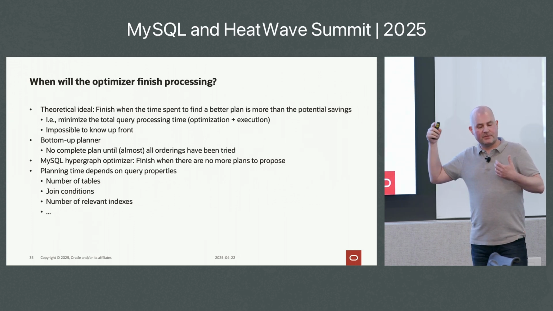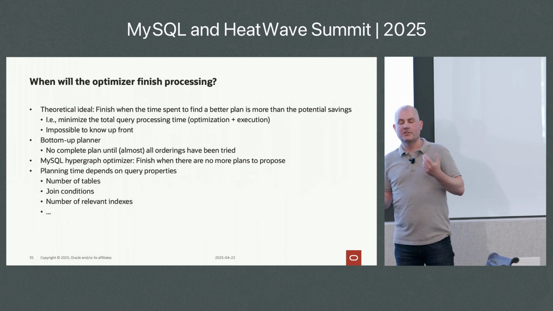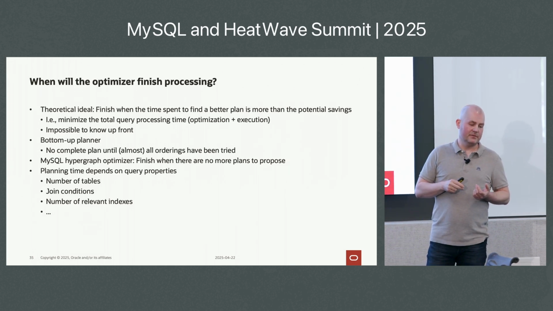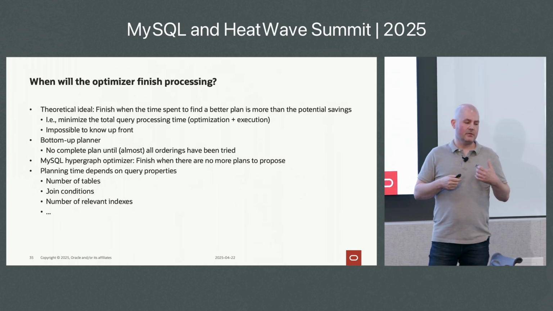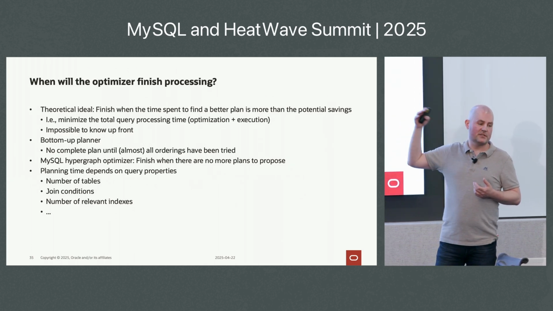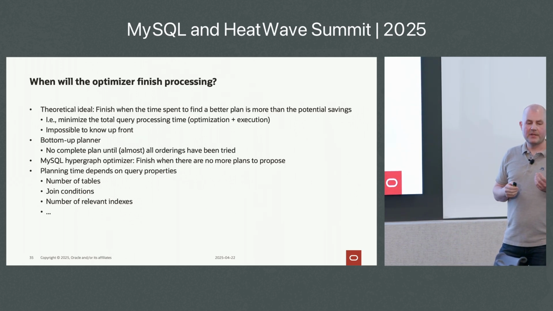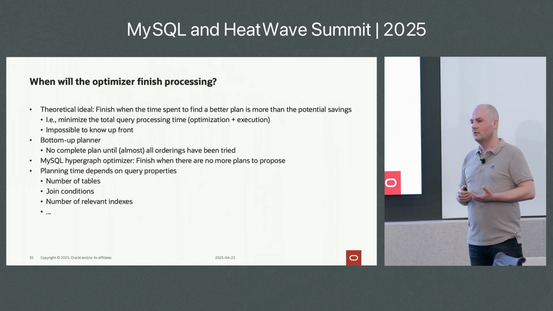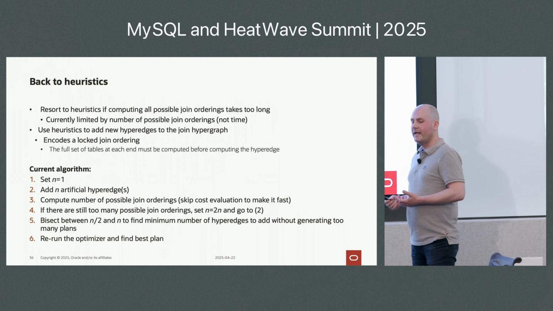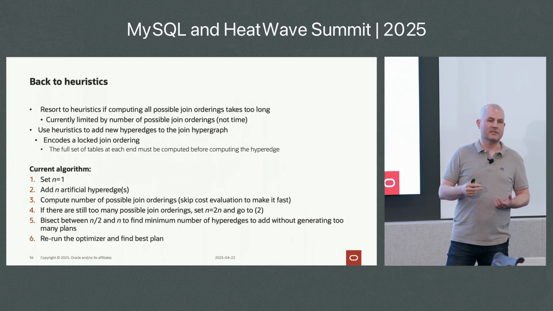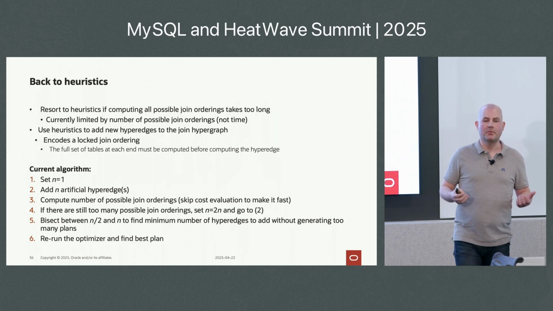So how many times we have to go through this loop depends on the number of tables, the number of join conditions, the number of indexes you have, all that stuff. For a lot of queries, this is fine. We can do the full search, but in some cases, this will take too long. We can't keep optimizing forever. So we have a rule for going back to heuristics if our query is just so big that we can't spend all that time optimizing it.